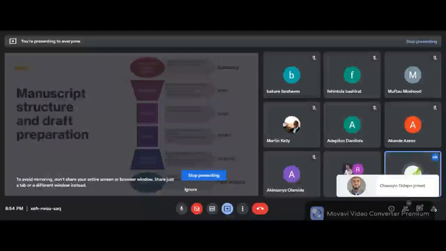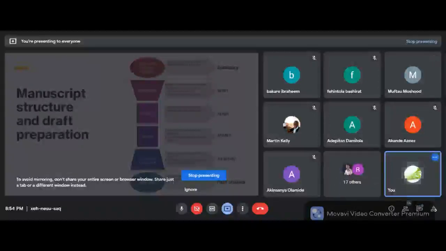And the same thing with the abstract. There are two types of abstract structure. It could be structured or unstructured. Structured is the type in which there will be separate sections for introduction, methodology, results, and conclusion. And there are some that are not structured, that is the unstructured type. They are just a continuous writing of what is contained in the whole article.